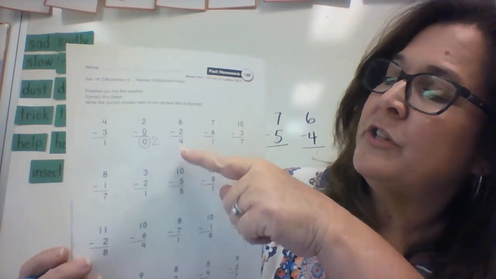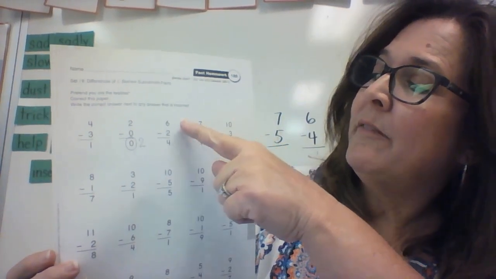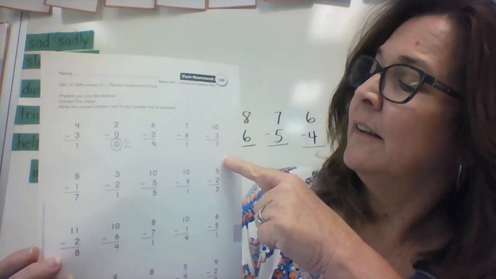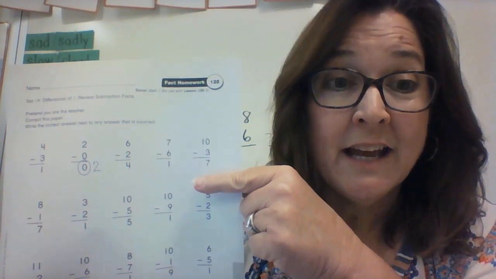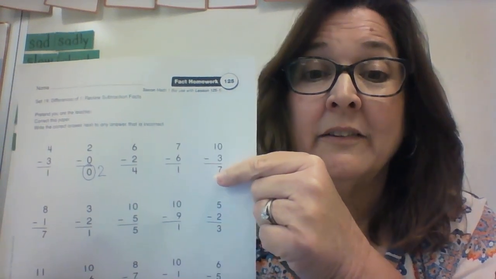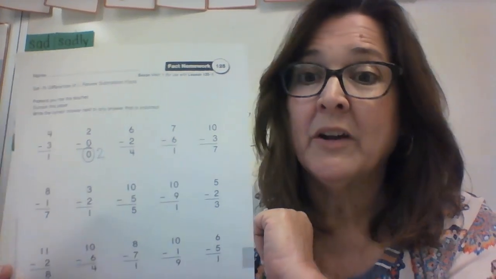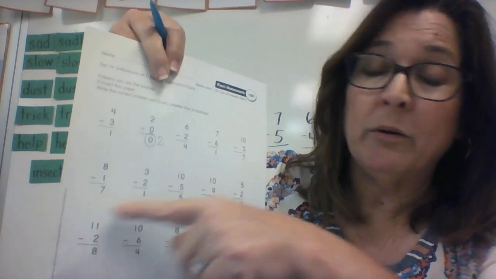6 minus 2 equals 4. Yes. 7 minus 6 equals 1. Yes. 10 minus 3 equals 7. Yes. And double check it: 7 plus 3 equals 10, right? Yeah. Okay, so they missed 1 in that row. Let's go to the second row.